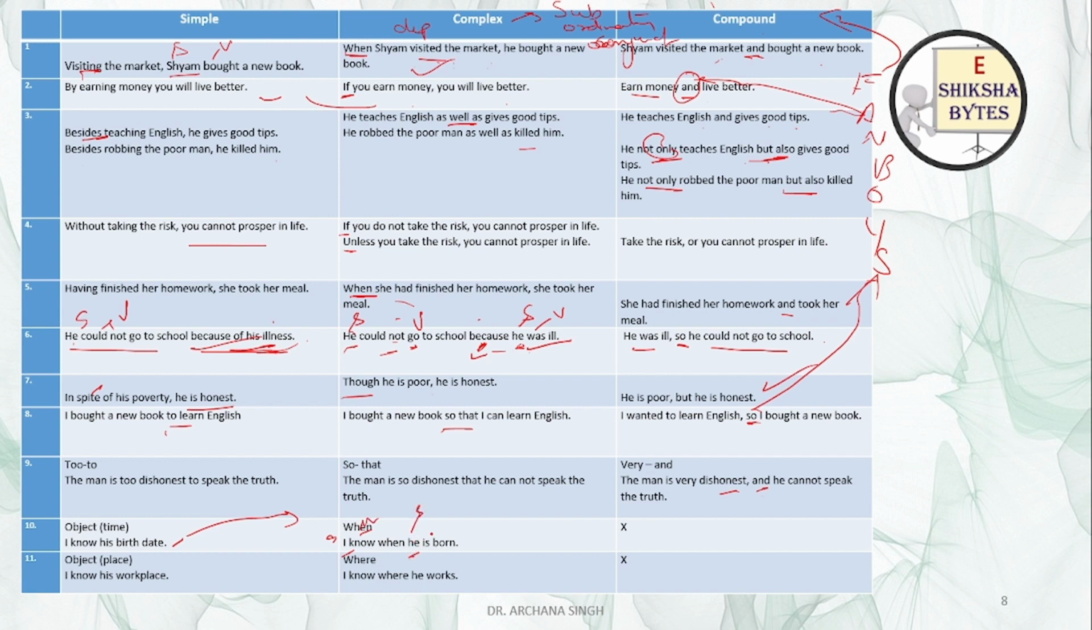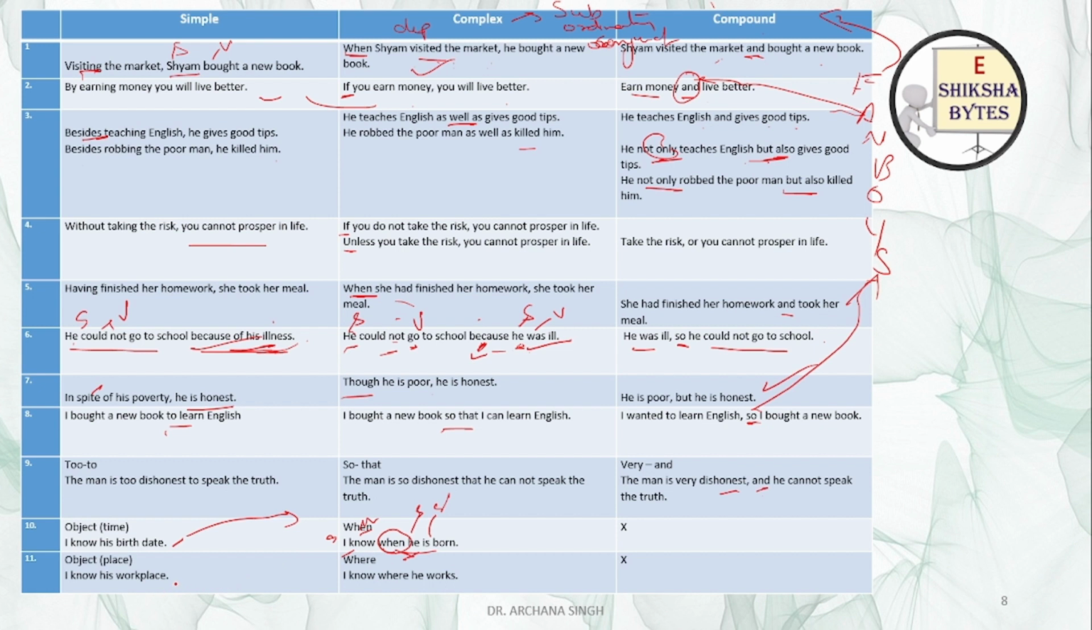He is your subject and verb combination, and you have added when. The meaning is not changed. See, I know his birth date. I know when he is born. So you have added a subordinating conjunction and you have made two clauses here. Independent one is I know, and when he is born is your subordinate clause, and this is how you can make it a complex sentence. And you cannot make it a compound.